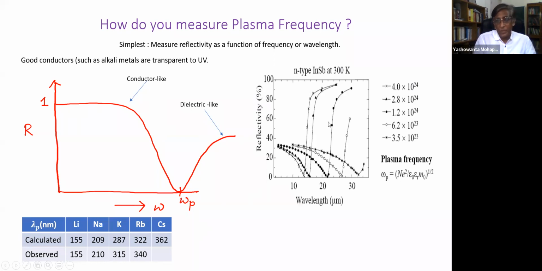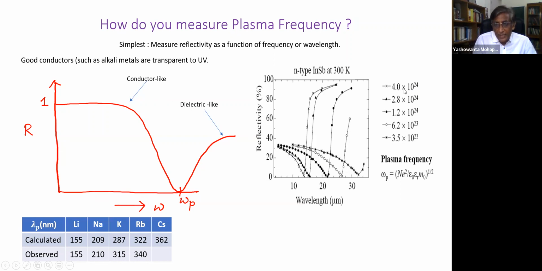N is the only parameter. So here the experimenter varies the doping of this material, indium antimonide, and looks at the reflectivity. Here, instead of omega, it is plotted as a function of wavelength. That is what they just chose to plot. It is exactly the reverse of that. So at smaller wavelength, it is behaving like a dielectric.